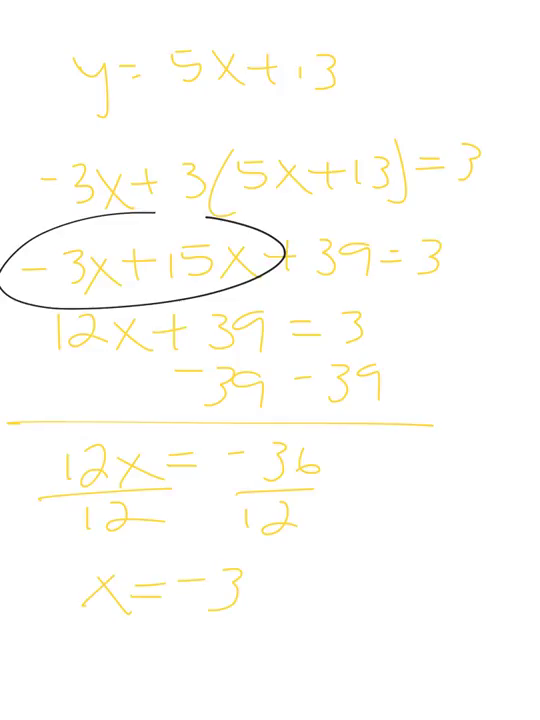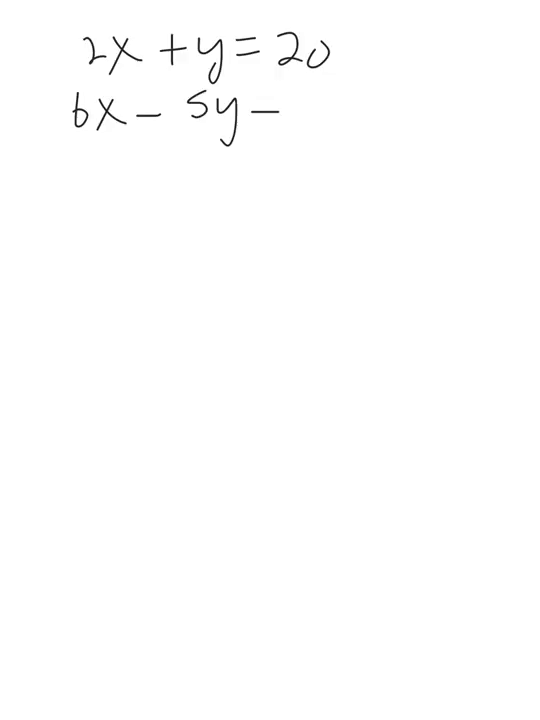So there are many ways that you can solve these systems. Let's take a look at that last one. I'm going to let you go ahead and substitute x equals negative 3 to figure out the y value. Let's take a look at the last problem. It is 2x plus y equals 20. 6x minus 5y equals 12.